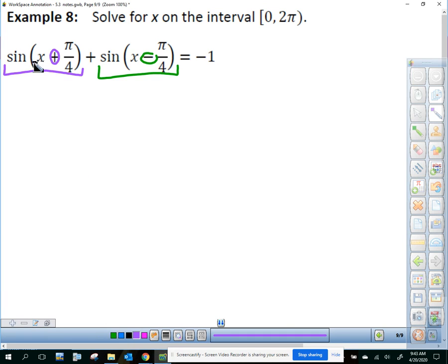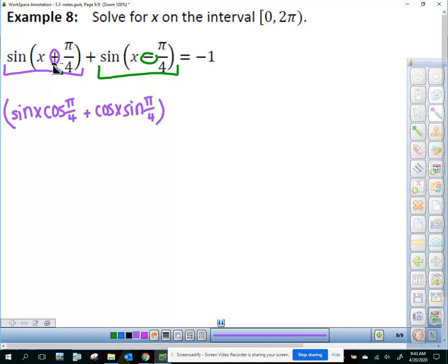So in the first sine sum identity here, I'm going to expand. x is my u, pi fourths is my v. So that is sine of x cosine of pi fourths plus cosine of x sine of pi fourths.